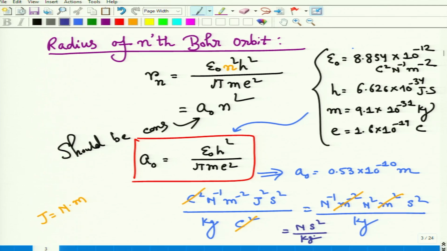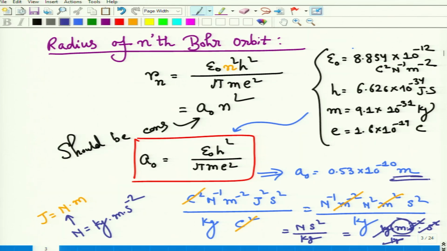This is the unit. Now, what is Newton? Newton is force, and for force, mass into acceleration, mass kg, acceleration is meter second to the power minus 2. So, if we put this, then it is kg meter second to the power minus 2, 1 second square is there, kg is also there. So, kg cancels, second square cancels, meter remains. Okay. So, meter is the unit. This is the unit analysis.